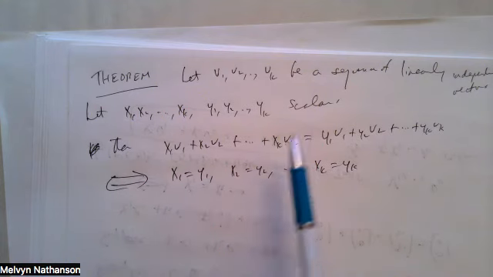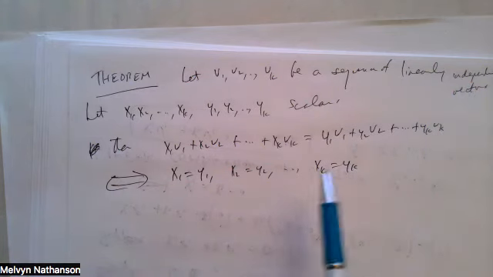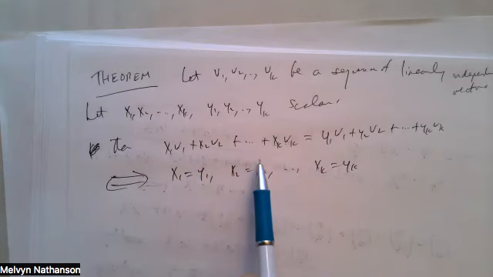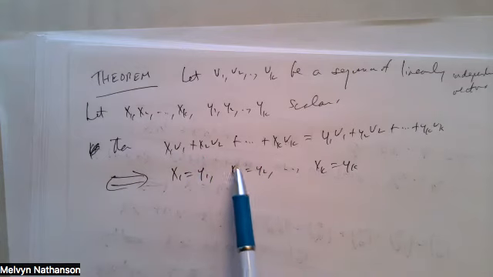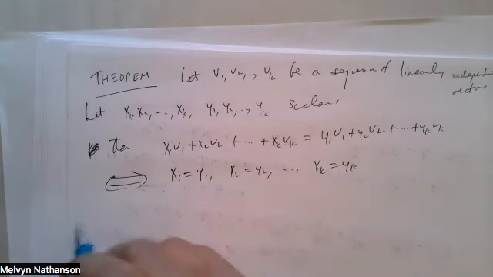So in other words, another way of saying this is if you have a sequence of linearly independent vectors, a vector has a unique representation as a linear combination of v1 up to vk. So what is the proof of this?